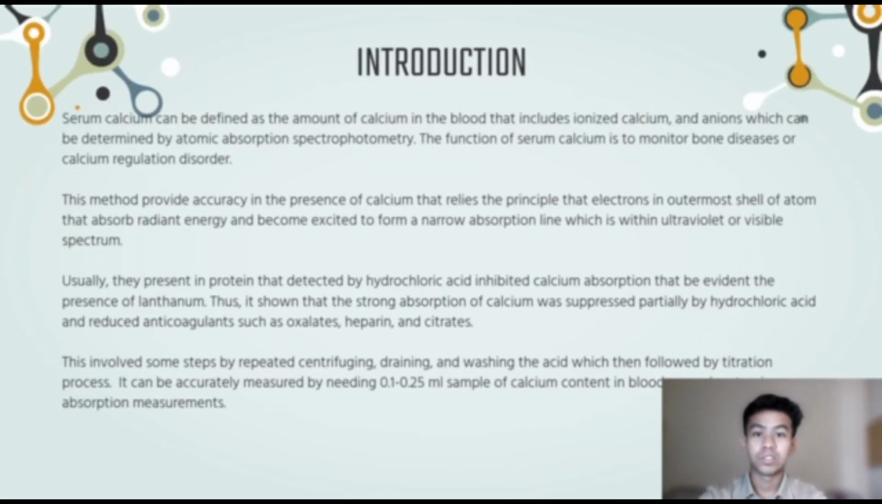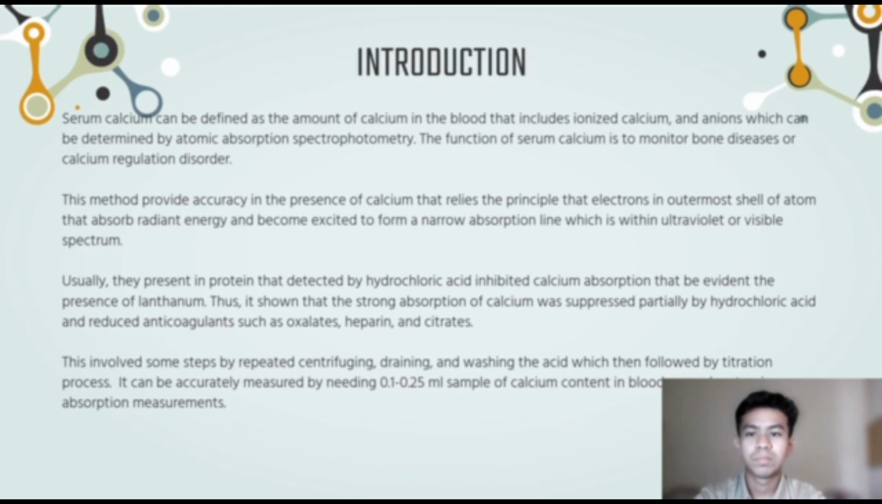For the introduction part, what is serum calcium? Serum calcium can be defined as the amount of calcium in the blood that includes ionized calcium and anions, which can be determined by atomic absorption spectrophotometry. The function of serum calcium is to monitor bone disease or calcium regulation disorder.